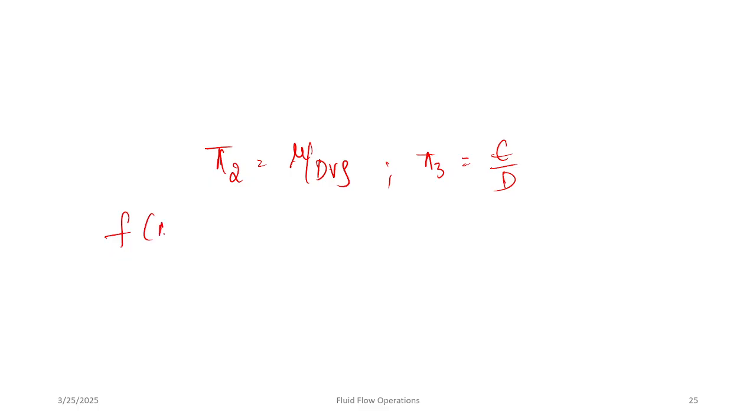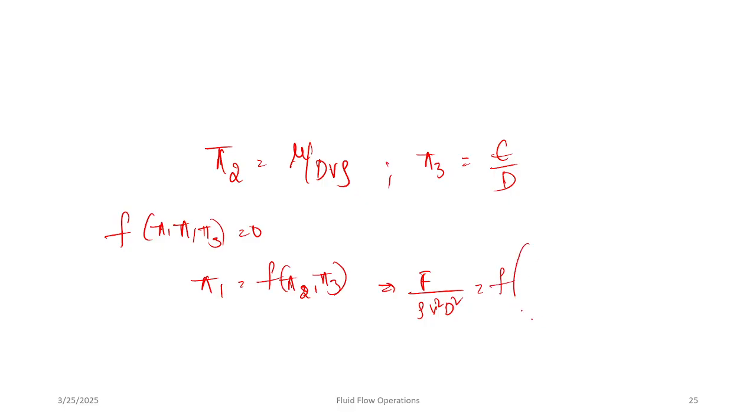So now f of pi 1, pi 2, pi 3 should be equal to 0, right? We can also express it as pi 1 is equal to f of pi 2, pi 3, which basically gives us F by rho v square d square is equal to a function of mu by rho v d, comma epsilon by d. So this is what we got from the Rayleigh method as well, right? This is how we will be using the Buckingham pi theorem.